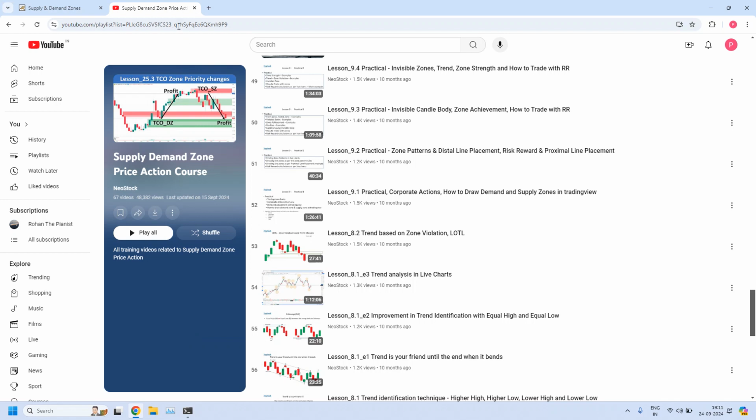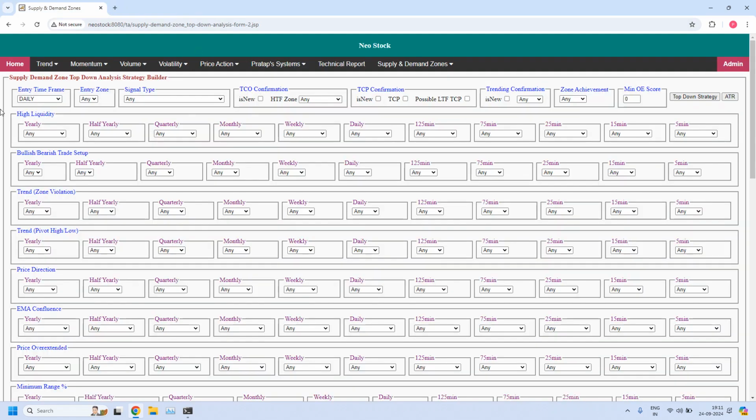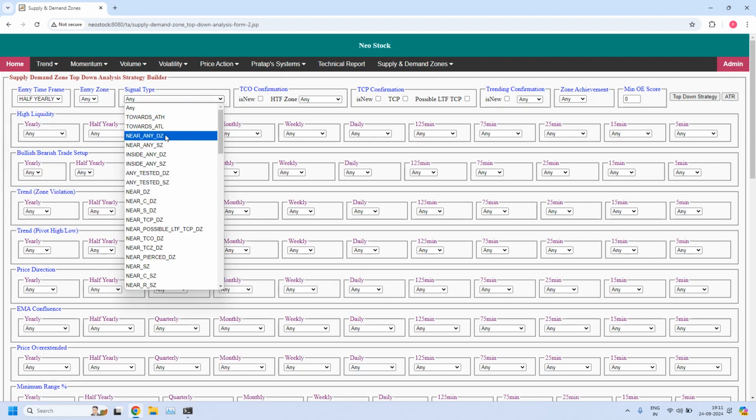Okay, now let's get into the report generation. The first report we are going to generate, finding the stocks near demand and supply zones for different time frames. During this process, we will also identify daily and 75 minutes high liquidity zones. So let's start with the half yearly time frame. Let us find the stocks near half yearly demand zone.